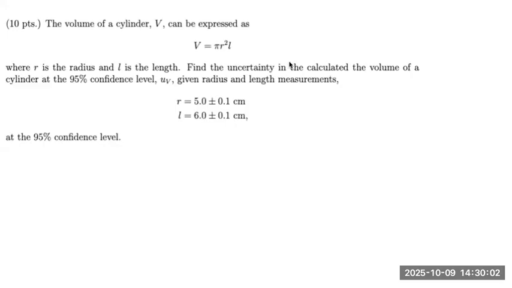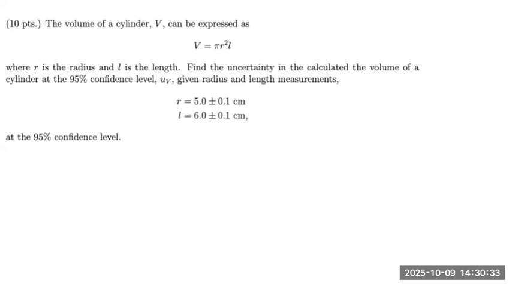Today we're going to work through this problem, and let's first read the problem statement. The volume of a cylinder V can be expressed as V equals pi r squared L, where r is the radius and L is the length. Find the uncertainty in the calculated volume of a cylinder at the 95 confidence interval, UV, given radius and length measurements. So r equals 5.0 plus or minus 0.1 centimeters and L equals 6 plus or minus 0.1 centimeters.